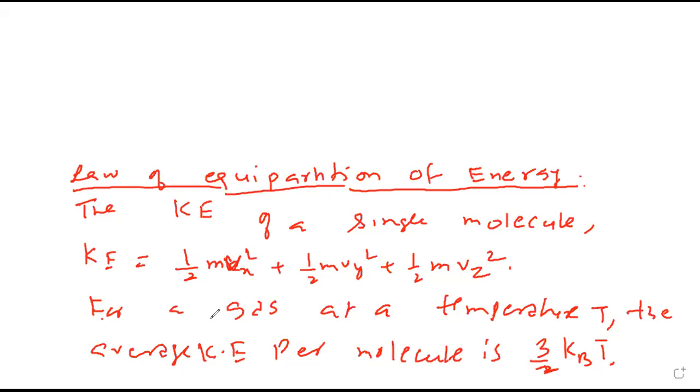Okay, just write this much. Again, see what I did. Kinetic energy of a single molecule is half m velocity along x square plus half m velocity along y square and so on. But we know that for a gas at temperature T, kinetic energy per molecule is 3 by 2 kBT. So I can assume that each half kBT is equivalent to each half m Vx square.